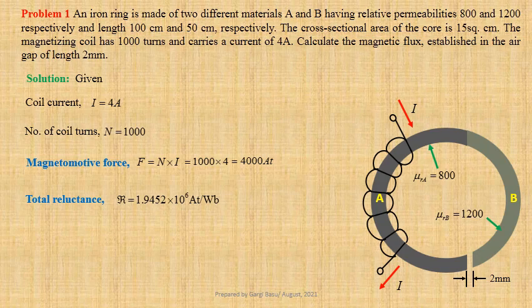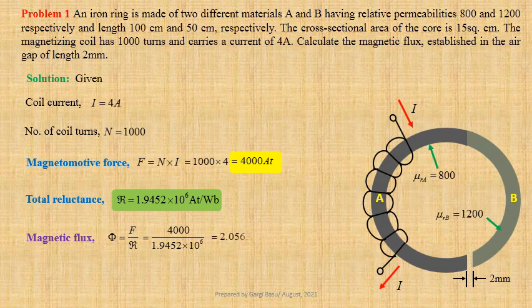Let us now determine magnetic flux. Phi equals F divided by R. Using values we get 4000 divided by 1.9452 into 10 to the power 6. That gives us 2.0563 into 10 to the power minus 3 Weber or 2.0563 milli Weber.